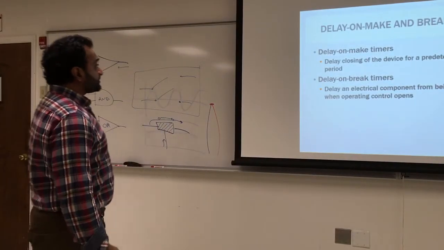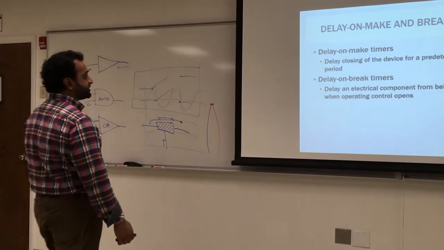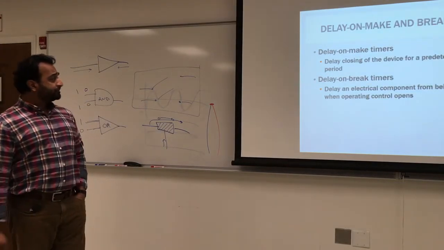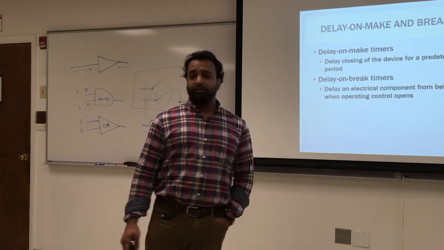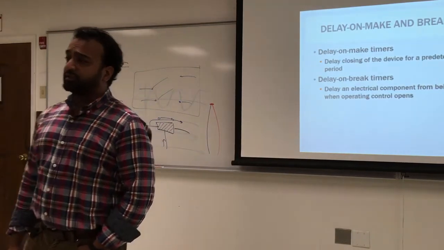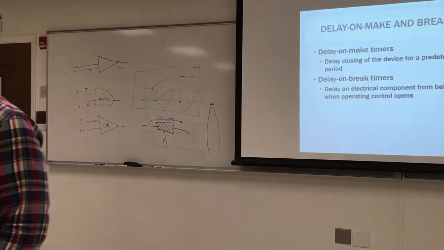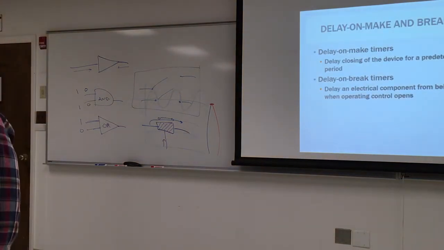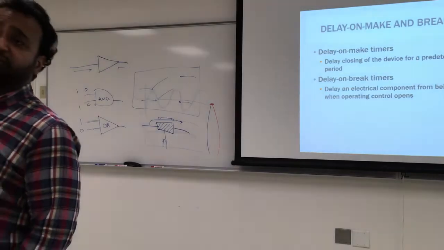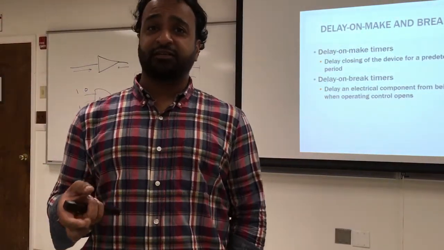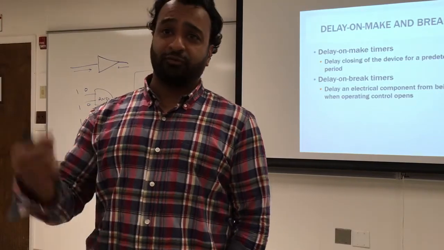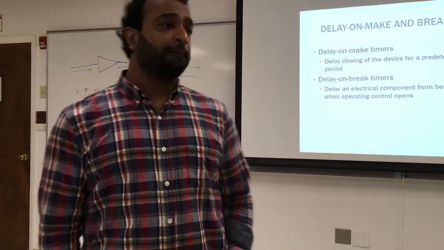So delay and make or break timers. Delay on make: it delays closing of the device for a predetermined time period, similar to here, the oil valve. The oil valve is energized, but there's a delay component in there, which is fixed, 15 seconds. That's probably one of the ICs with 15 seconds. If you want to change that, probably you have to go and change that IC.